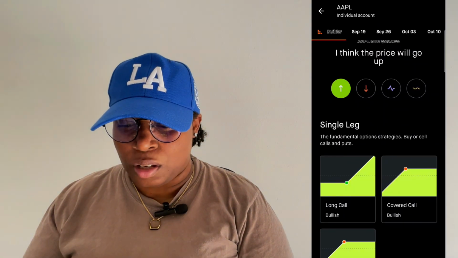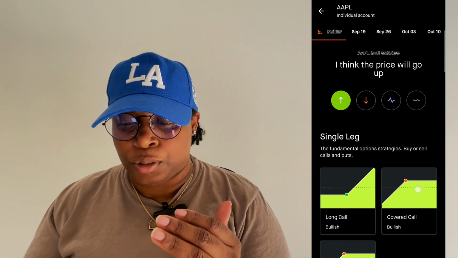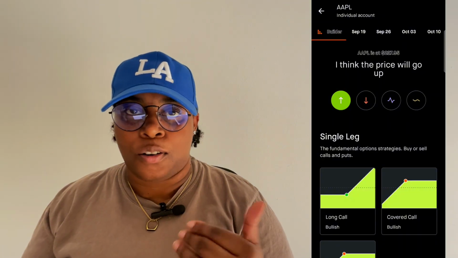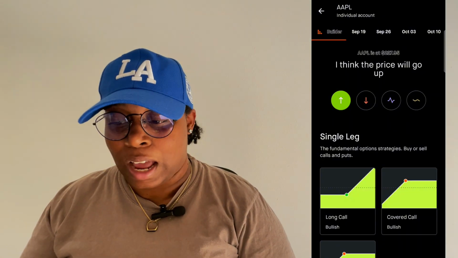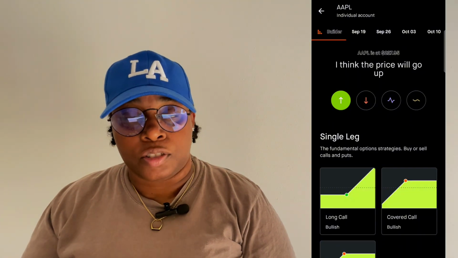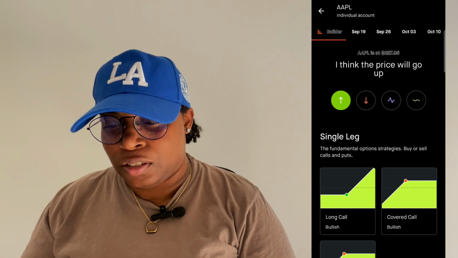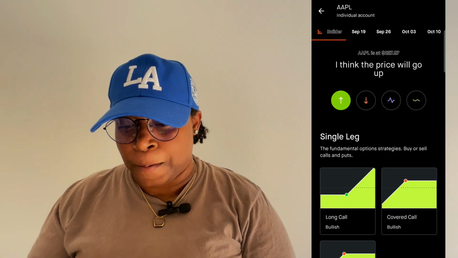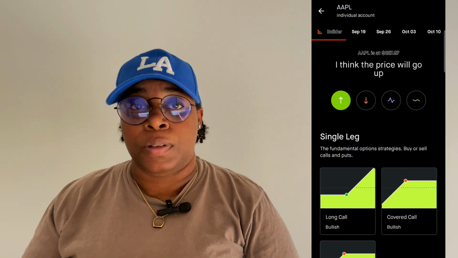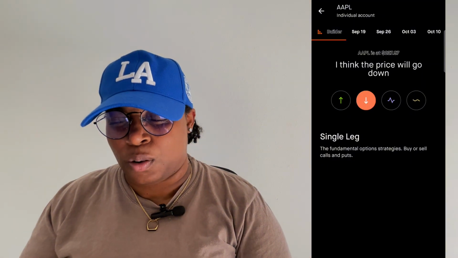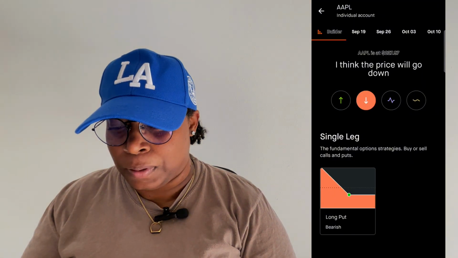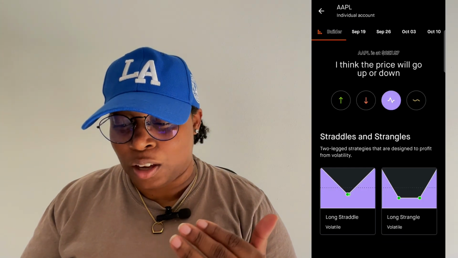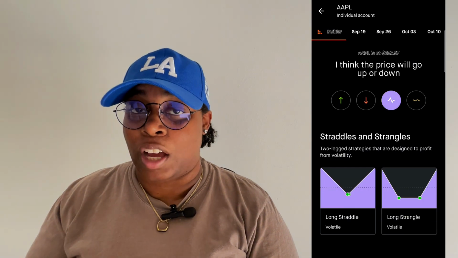Okay, when you go to Apple, you will be able to select that you want to buy, sell, or trade options. Now, for this one, we say we want to trade options, and the very first thing you're going to see is what you believe the stock will do. Do you believe that it's going up? You will be looking to get into calls. If you believe it's going down, you'll be looking to get into puts. If you believe that it can go up or down, you will be looking at straddles and strangles.